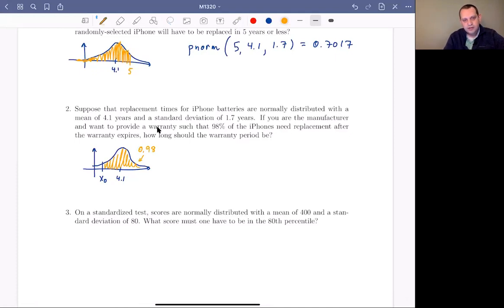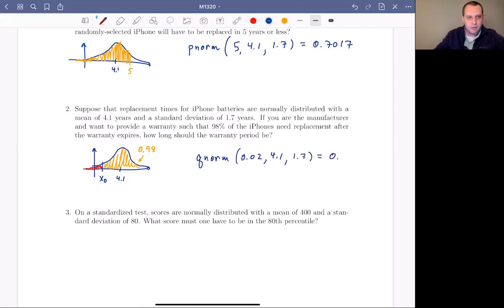And there are 2 ways to do this. I think the easiest and most straightforward way is to think about it: if this area over here is 0.98, what's this area? Well, 0.02, because we know that the total area under the curve has to be 1, since it's a probability density curve. And what we could do then is use R and type in qnorm of 0.02. And again, we have a mean of 4.1 and a standard deviation of 1.7.